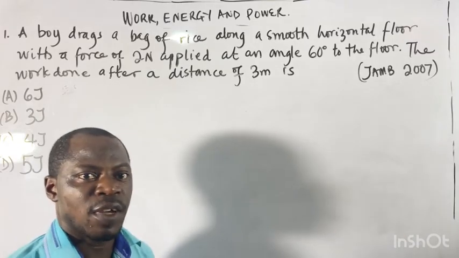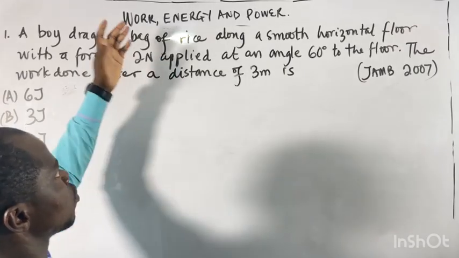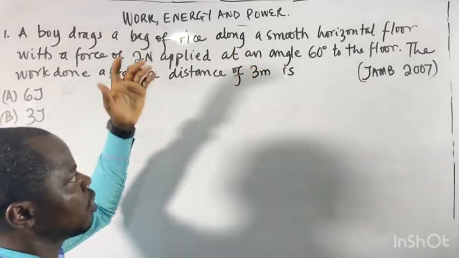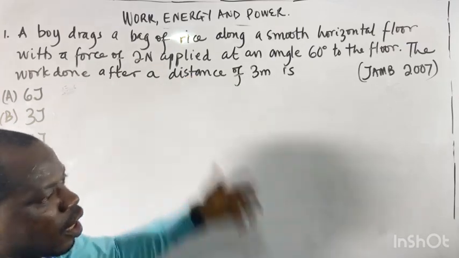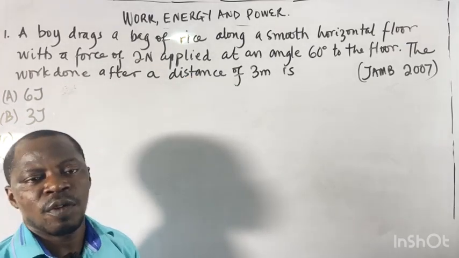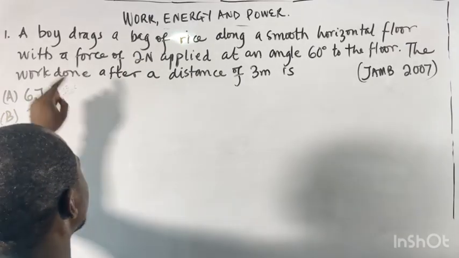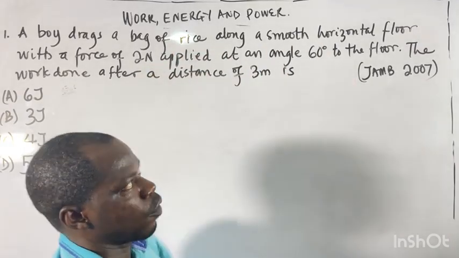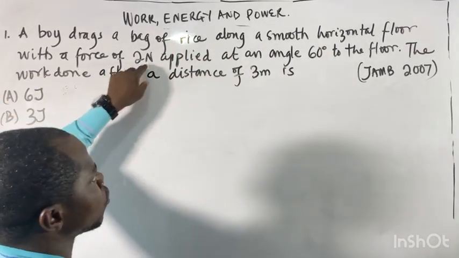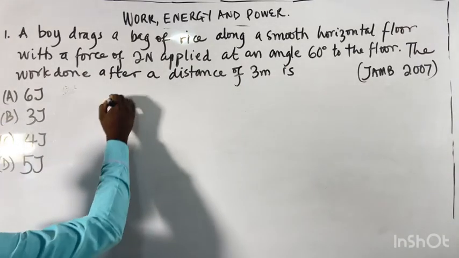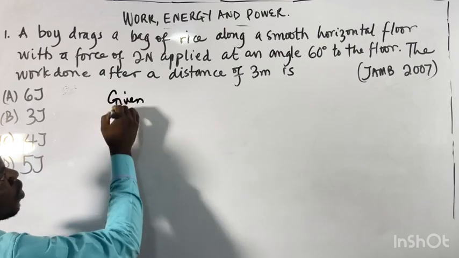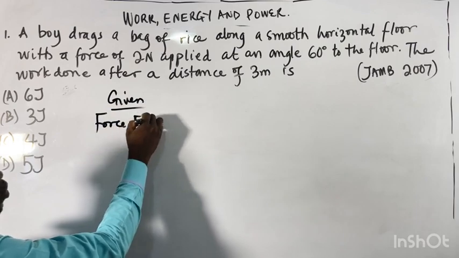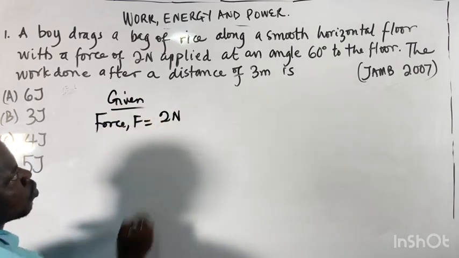Aspects, as we have explained, we've discussed work, we talked about energy, and we talked about power. Now, in this aspect, we are going to be looking at the calculations based on what we have discussed. And the question we have here is that a boy drags a bag of rice along a smooth horizontal floor with a force of 2 newtons. So let's take the parameters. What are the given data that we have? We are given the force. Force F as 2 newtons.